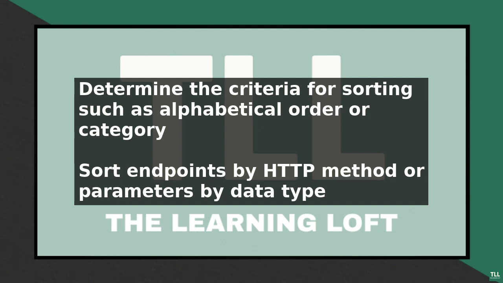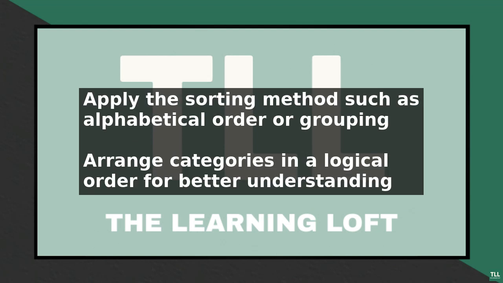To make the sorted documentation more usable, consider adding headings, subheadings, and tables to organize the information. For example, you can create a table to list endpoints, with columns for the endpoint name, HTTP method, and description. You can also use headings to separate sections, such as endpoints, parameters, and response formats.